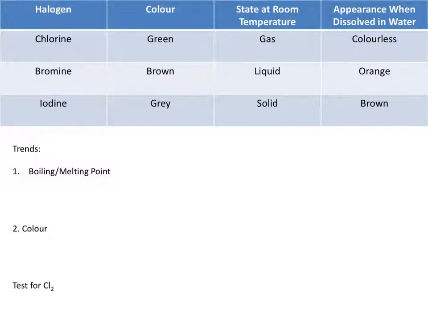You need to know what the elements look like at room temperature. So chlorine is a green gas, bromine is a reddish brown liquid, and iodine is a grey solid. You should also know what these halogens look like when they're dissolved in water. So if we dissolve chlorine in water, we produce chlorine water, very originally named, and that's colourless.